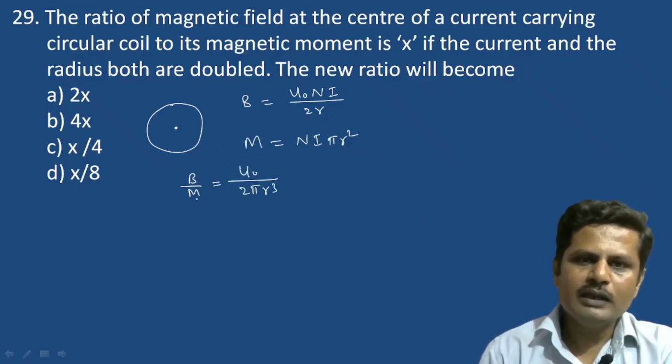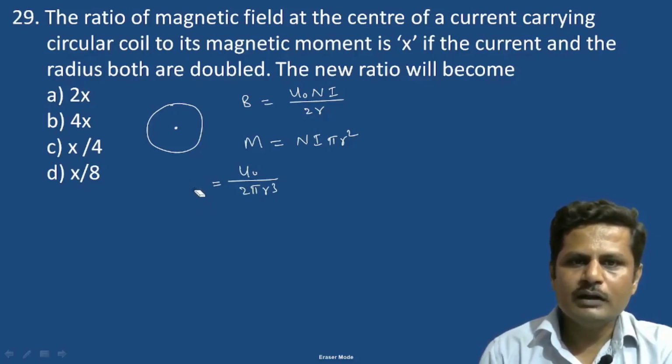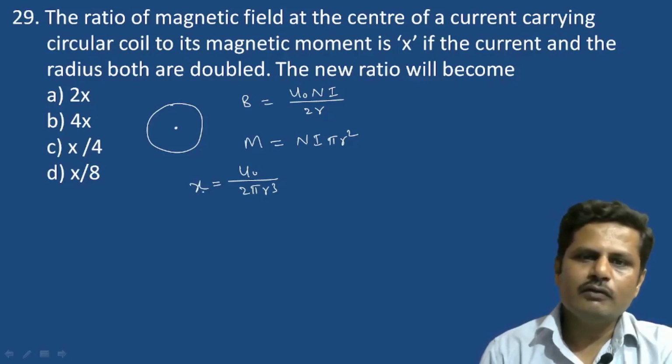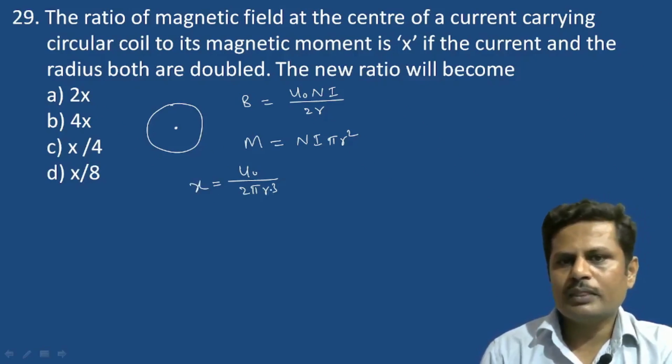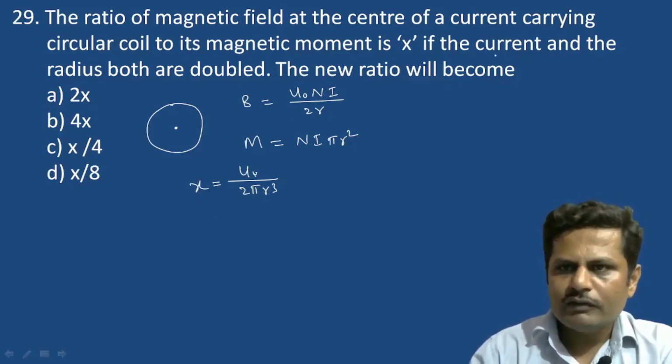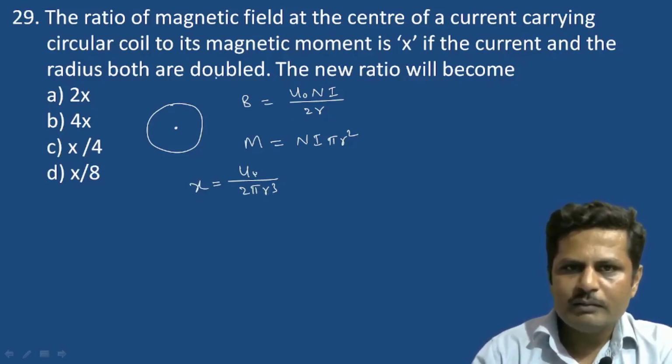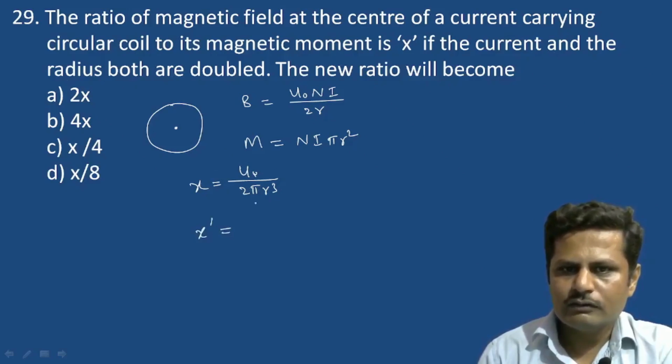Already we know that B by M is X, according to the question. So X is inversely proportional to r cube. Now you can see that if the current is doubled, there won't be any effect on this X, because this ratio does not depend on the current. But when the radius is doubled, what will happen? Let us see. X dash is equal to mu naught divided by 2 pi. If the radius is doubled, how much will it become?